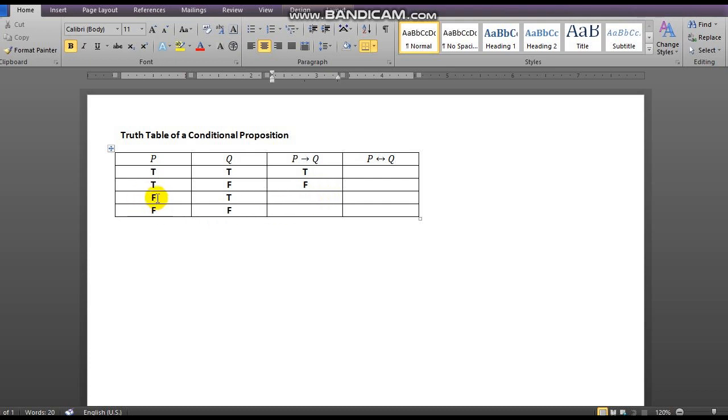However, if the antecedent is false, it doesn't matter if Q is true or false. The conditional proposition will still be true. The only time the conditional proposition becomes false is when the antecedent is true, yet the consequent becomes false. Now for our second one, we have the biconditional proposition.